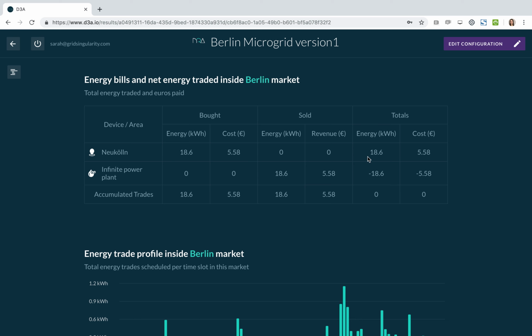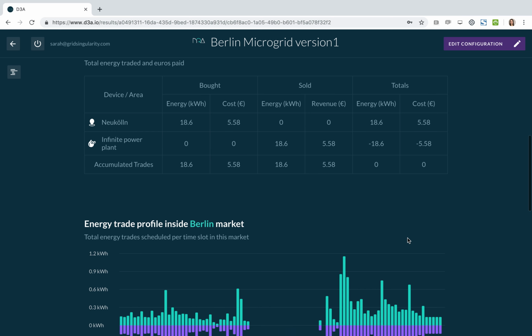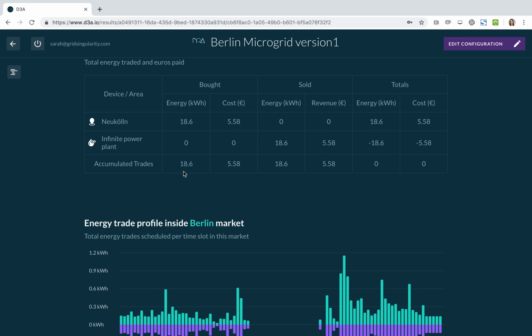And then when we look at the total costs, these negative values mean that there was a negative cost. So the infinite power plant sold this much energy, and it made €6 profit. And then the accumulated trades is a sum of all of the trades happening inside a market area. So their total should be 0 here.